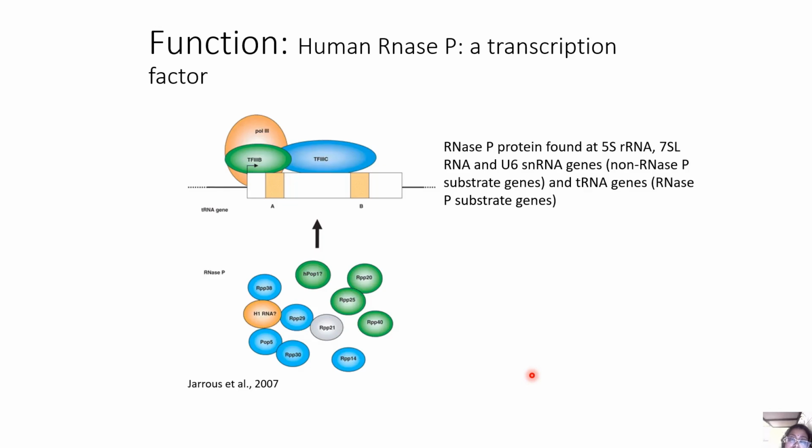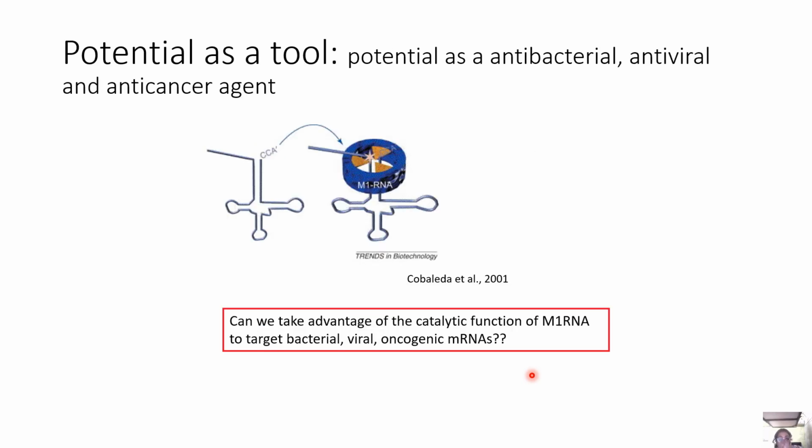Now what is the function? A human RNase-P transcription factor. RNase-P protein found at 5S RNA, 7SL RNA and U6 snRNAs, non-RNase-P substrate genes, and tRNA genes, RNase-P substrate genes. So what is the potential as a tool? Potential as an antibacterial, antiviral and anti-cancer agent.